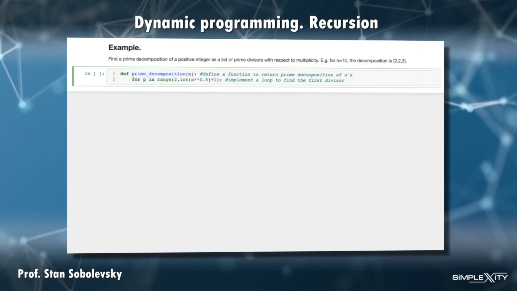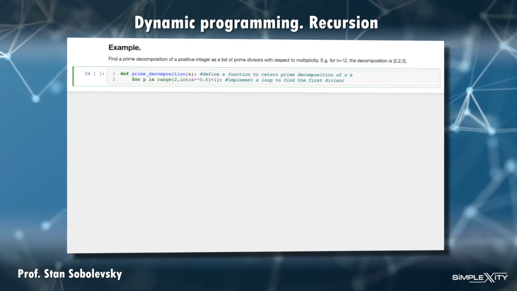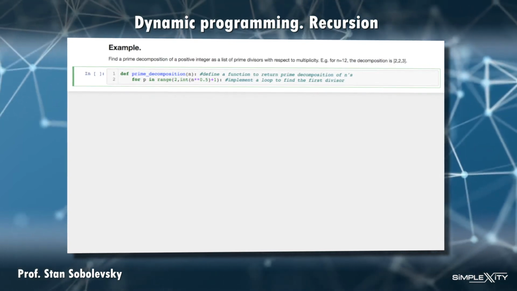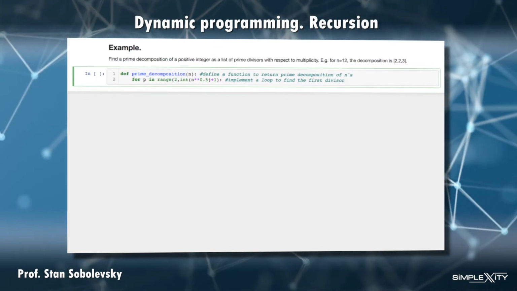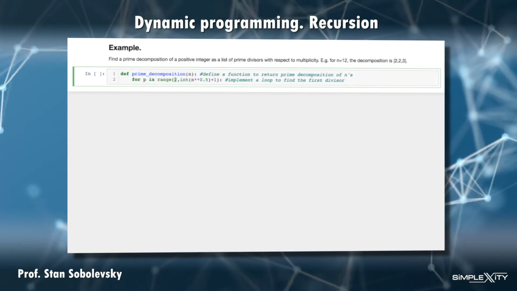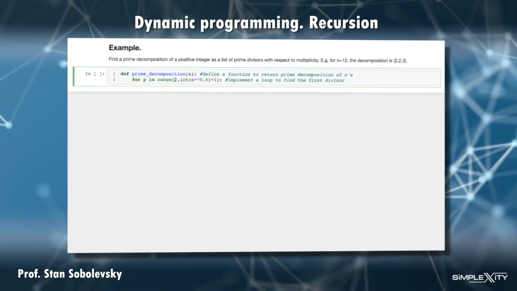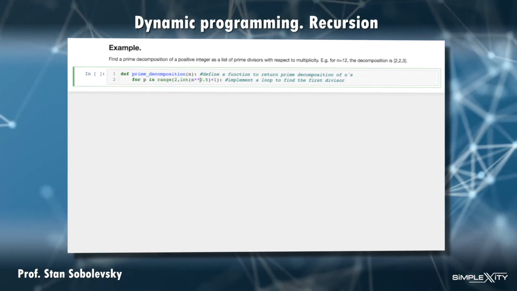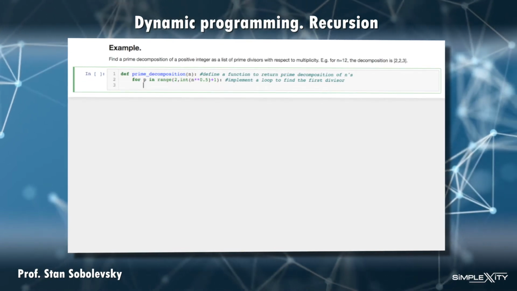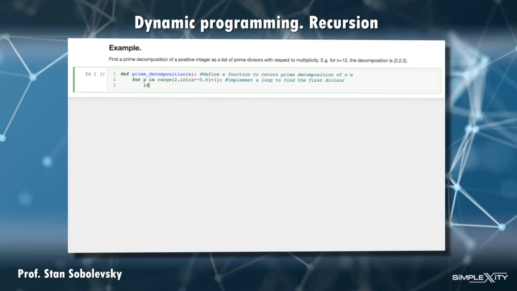Obviously, no divisor can be larger than n. In fact, if p is a divisor, then n divided by p is another divisor. And at least one of those can't be greater than the square root of n. So it's actually enough to search the numbers from 2 to the square root of n, which will save computational time dramatically. Okay, now if p is a divisor, let's check that.